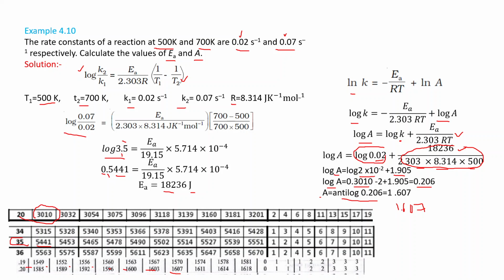Then what to do? Put the decimal one place to the left, and then this is multiplied by 10 raised to the power. Now this number is 0, and 10 raised to the power 0 is equal to 1. That's why this is 1.607. Clear?